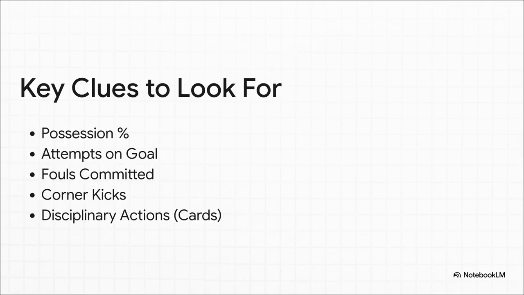And inside this report, there are a few key data points that are especially revealing. We're talking about possession percentage, that tells you who had the ball more, attempts on goal, which, as we've already seen, can be a little tricky, and then you've got fouls, corner kicks, and of course the big ones, disciplinary actions like yellow and red cards. Each one is a vital piece of the puzzle.